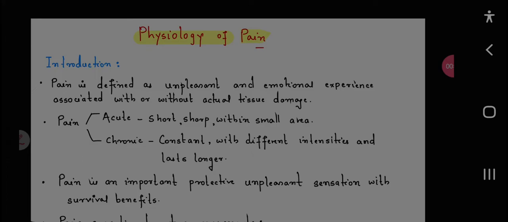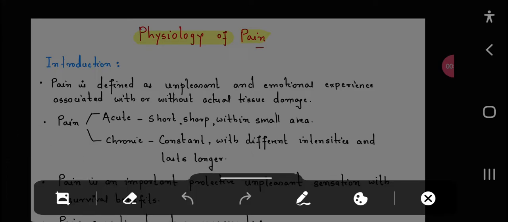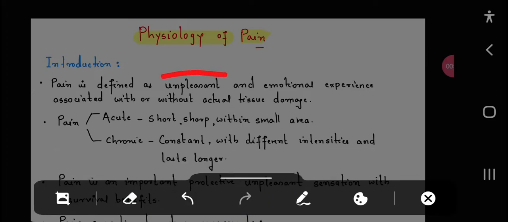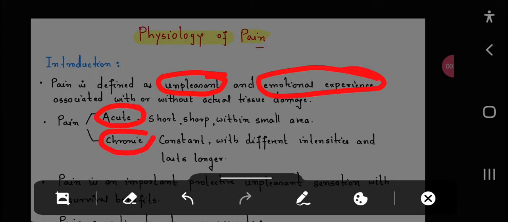So, Physiology of Pain. Pain is defined as an unpleasant and emotional experience associated with or without actual tissue damage. Pain is divided into two parts, acute and chronic pain. Acute pain is short, sharp, within a small area, and chronic pain is constant with different intensities and lasts longer.